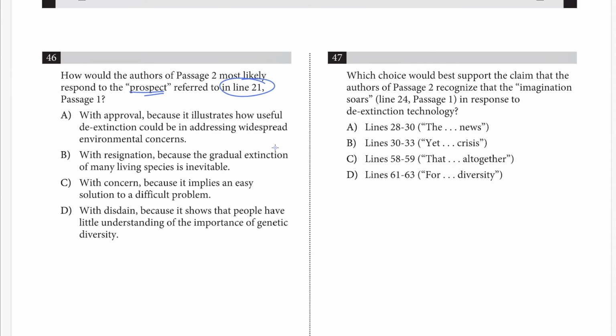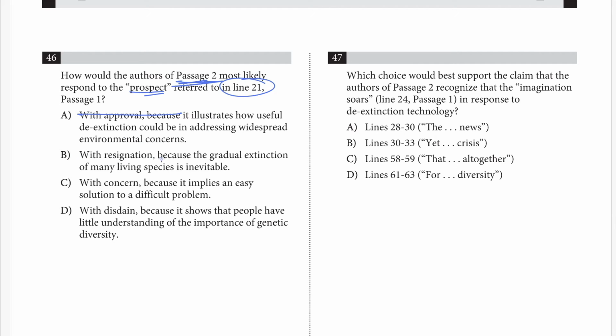So how would the authors of passage 2 respond? Remember, all of this prospect and this cool stuff is being said by the passage 1 guys. What do the passage 2 guys say about this prospect, this awesomeness? With approval. So how would they respond to it? With approval, would they respond to it? For sure not, right? Because they're not approving anything. They're not saying this is good.